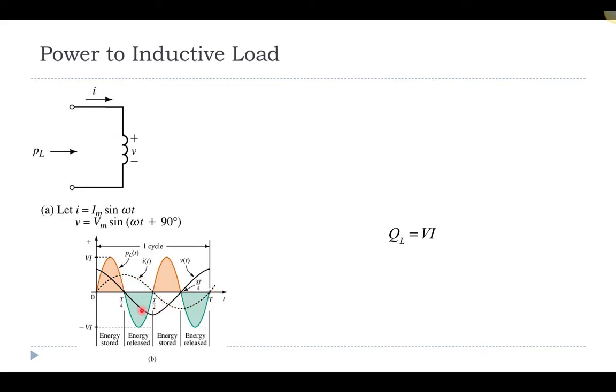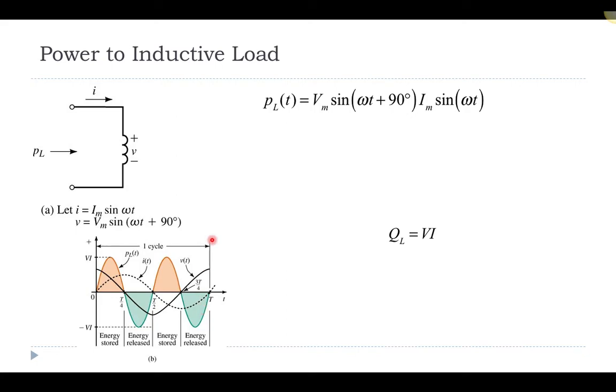And one of the things that you should notice when you look at this is that we've got positive power over part of the cycle, negative power, and then positive power and negative power. And so if we look at this carefully, we realize that we have stored energy, released energy, stored energy, released energy, and over one complete cycle, the amount of positive power we have is the same as the negative power, so the average is going to end up being 0. Or if you calculate the area under the power curve, that's going to end up being a 0 value.